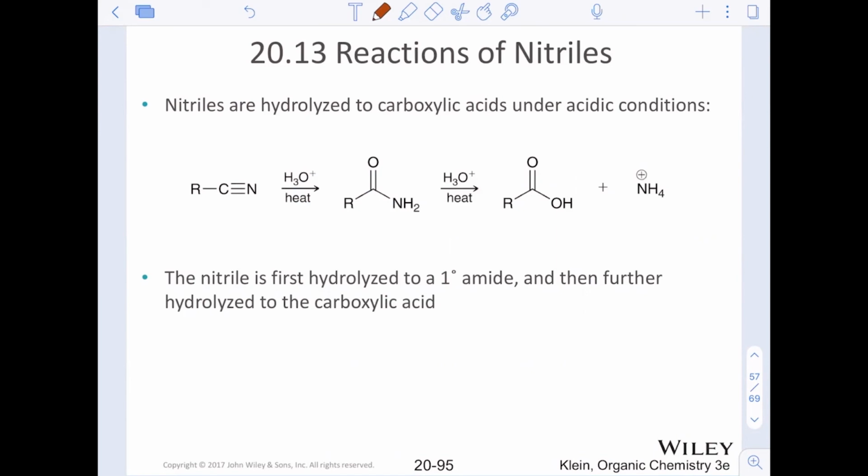The nitrile actually can first be hydrolyzed to an amide. So that reaction that we just saw is reversible with H3O+ and heat. And then it actually goes through and hydrolyzes even further to the carboxylic acid. It's very difficult for a nitrile to stop at the amide. So it's not usually utilized as a reversible reaction from the nitrile formation that we just saw in the previous slide, but it does go all the way to the carboxylic acid.